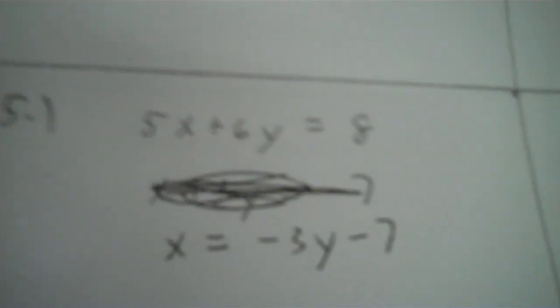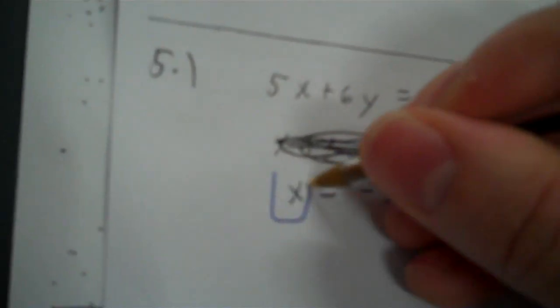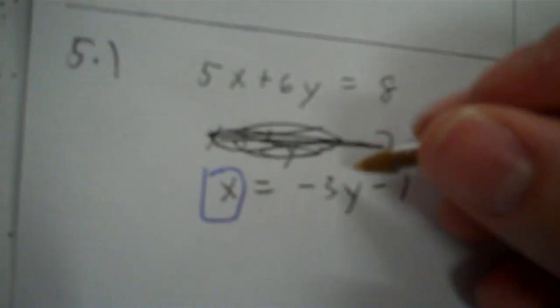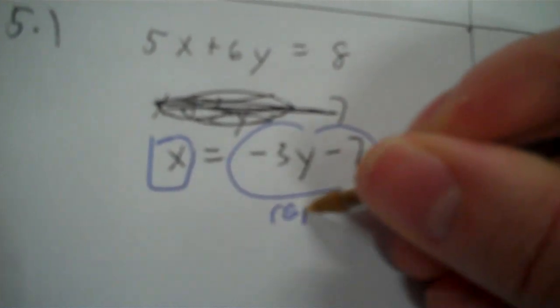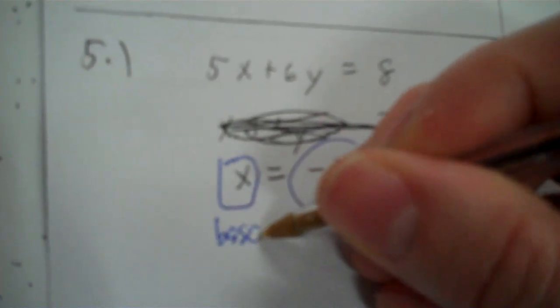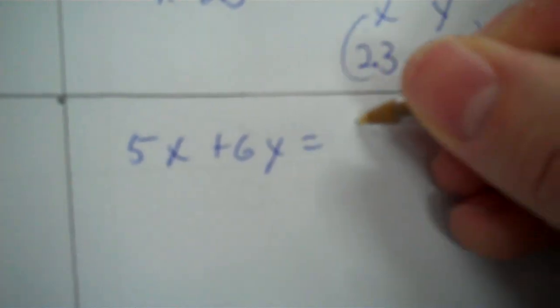Okay, number 5. 5x plus 6y equals 8. x equals negative 3y minus 7. So again, we're going to do the base replace. That's what substitution is. So you have x as your base, and the negative 3y minus 7 is what replaces it. So you write your 5x plus 6y equals 8.